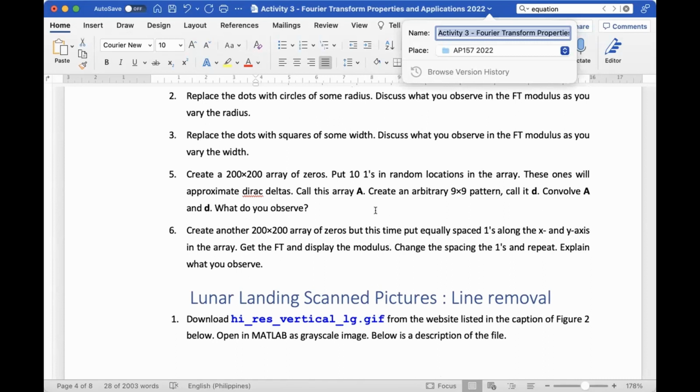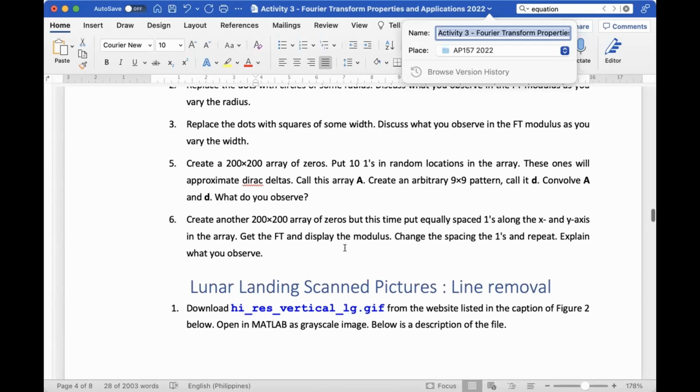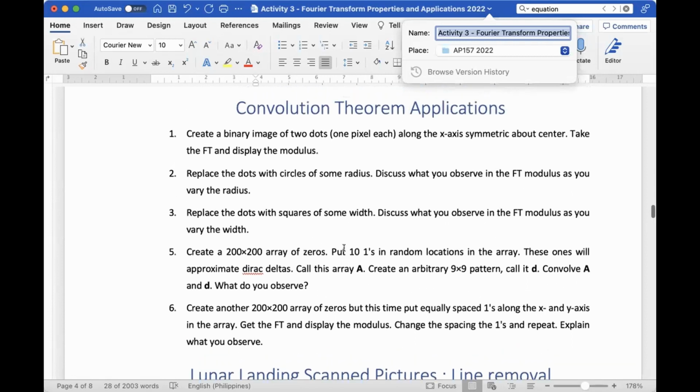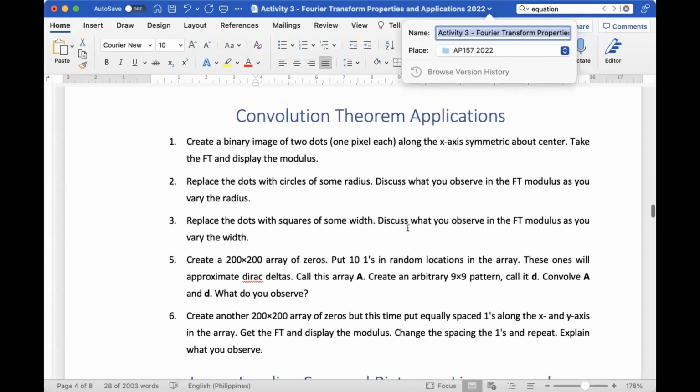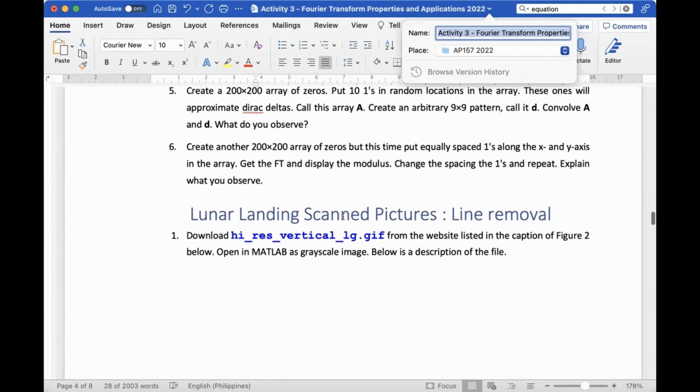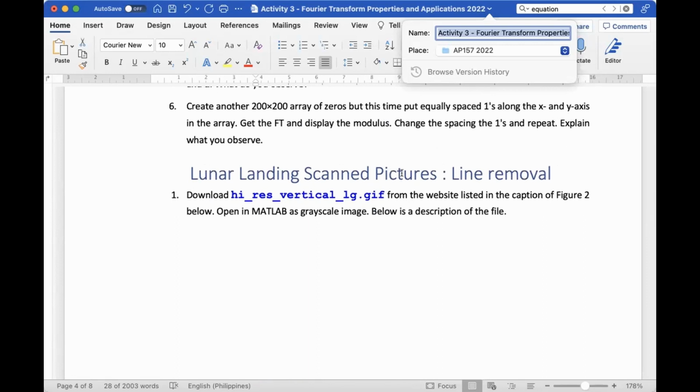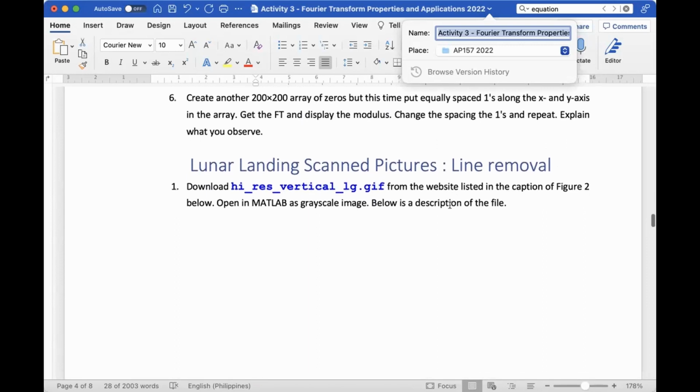Importante ito. So have a look at the FFT of this grid. Okay. Now, the insight, guys, that you will get out of this exercise, you will apply in 2 applications. So, lunar landing scan pictures, line removal.